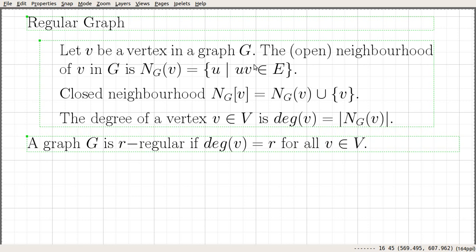Okay, so let's move into what is called a regular graph. Before giving the definition of the regular graph, let me give some basic definitions of what is called a neighborhood of a vertex in G. Let's consider a vertex V in a graph G. The open neighborhood of V in G is denoted N sub G of V, and is the set of vertices that are adjacent to V. Let me give an example. So let's consider this graph.